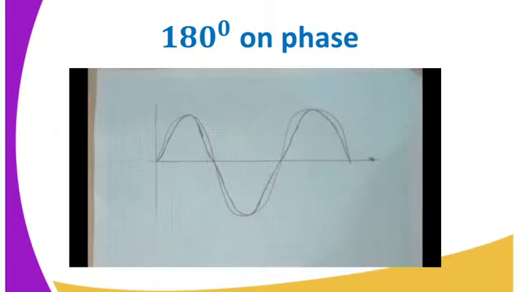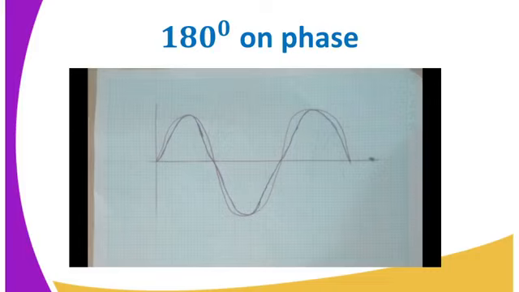I want us now to look at when a wave is 180 degrees on phase. So 180 degrees means that the amplitude should remain the same. When we talk about 180 degrees, it means that the two wave motions should have the same amplitude. The amplitude does not change.